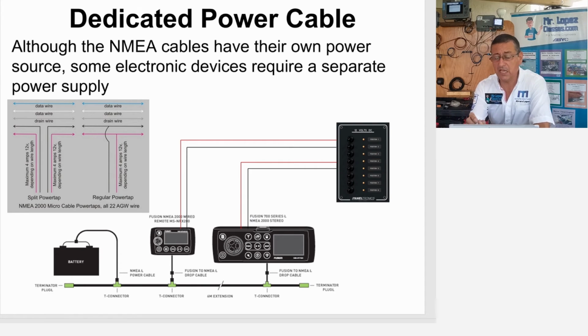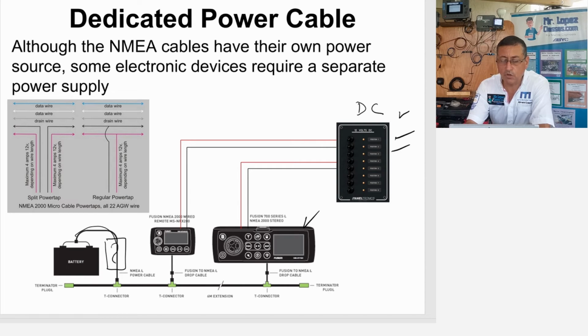Although the NMEA cables have their own power source, some electronic devices require a separate source of power. Like I explained here, for example, this is the radio, and the power is connected here into the DC panel. And this is another equipment, and the consumption is more than 1 amp, so it should be connected to the DC panel in another breaker. And the backbone receives the power from the batteries with a fuse integrated here. If you have only one source of power in this backbone, that fuse should be 8 amps, in order to protect the backbone.